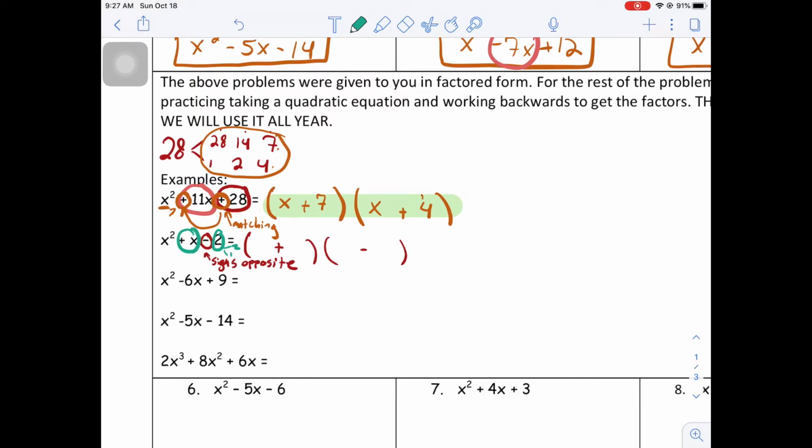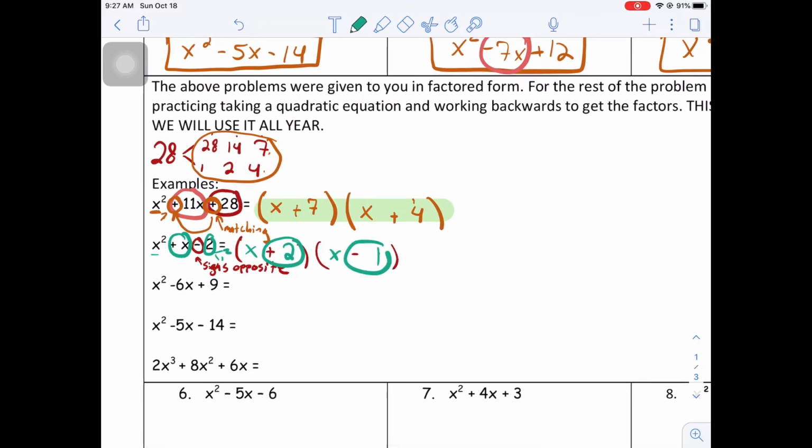So 1 and 2. We need a positive 1 in the middle. So we need to go bigger number with the positive, positive 2. Smaller number with the negative, negative 1. And then x and x in the front. The reason being is because 2 plus negative 1 is going to give us out this positive 1 right here. Okay? So then that would be our answer. Right here, x plus 2 times x minus 1.